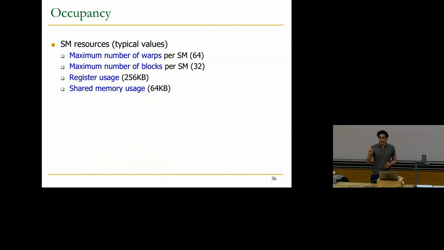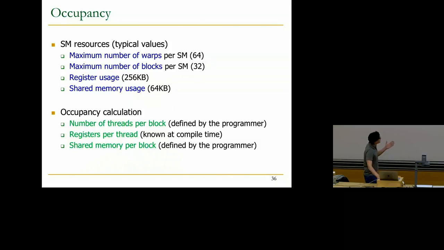But observe that the number of warps in each of these thread blocks is something that the programmer can define, because the number of threads per thread block is defined by the programmer in the execution configuration. The shared memory is also defined by the programmer, and the number of registers is also related to the programmer's work.